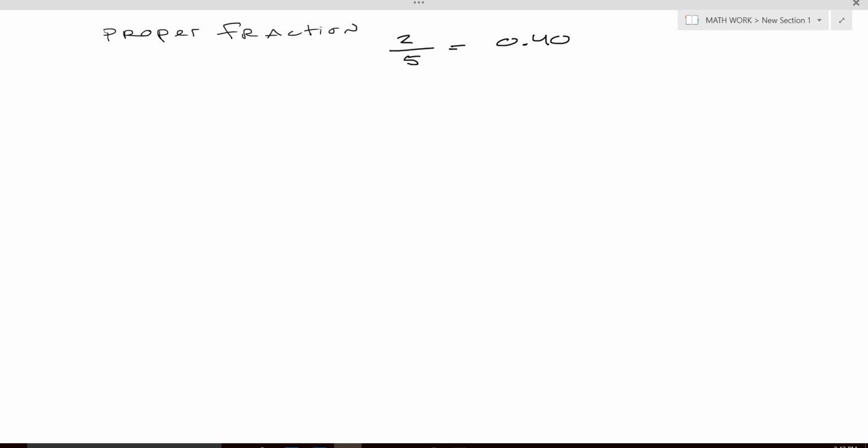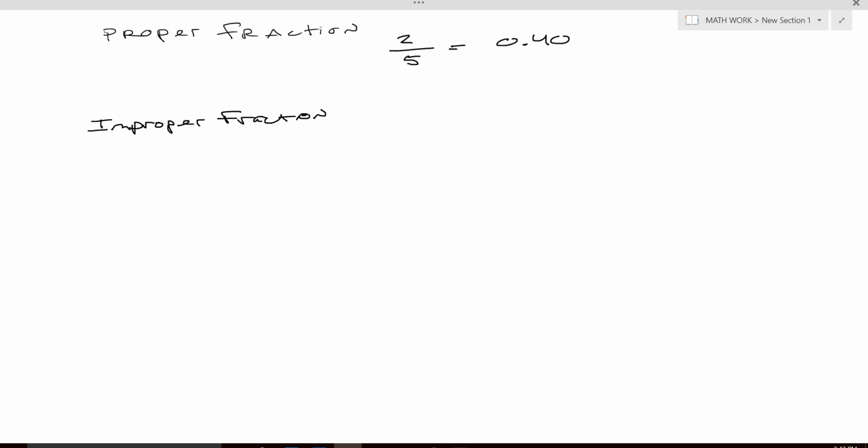And then we can go on and talk about an improper fraction. This is going to be a sequence of a few videos. I don't want to make them too long, but they're going to build on each other. Improper fraction.